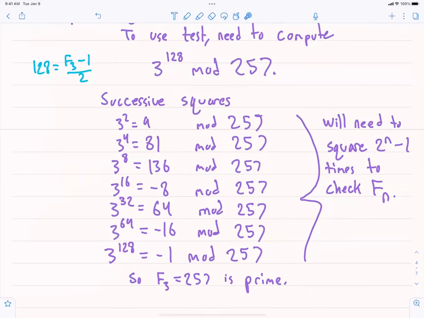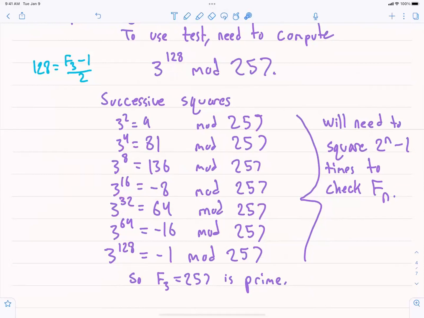So I can compute 3 squared is 9. Then I square that and I get 3 to the 4th is 81. I square that and I get 3 to the 8th. If you do that, you'll get 136. Square that and I get 3 to the 16th. Then if you do that, you can write it as minus 8, all mod 257.